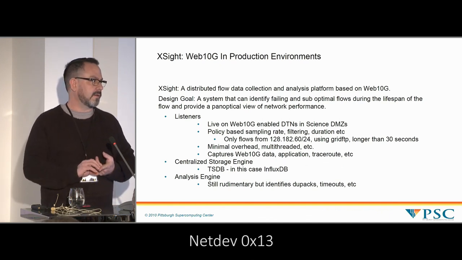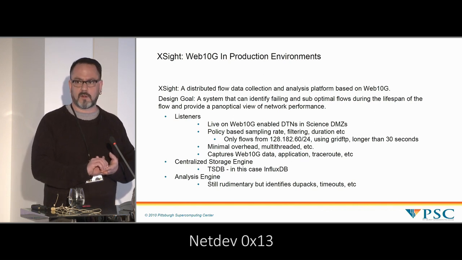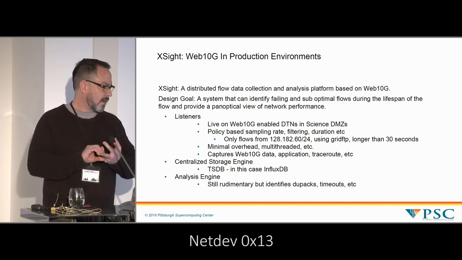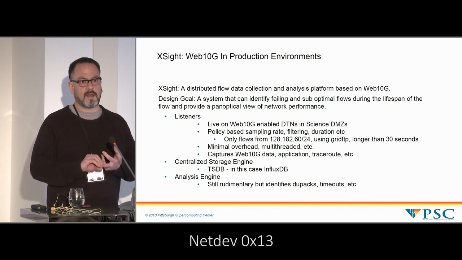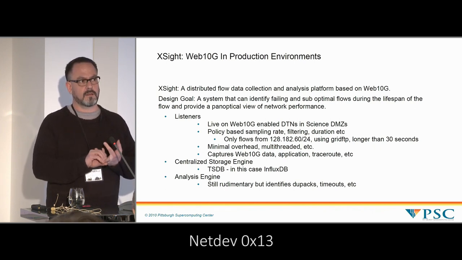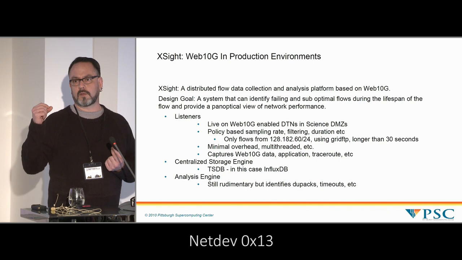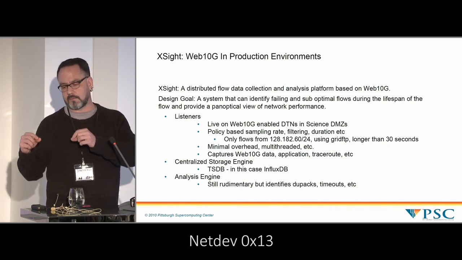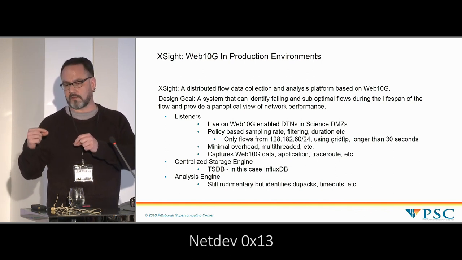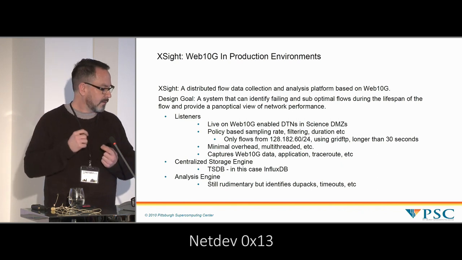Minimal overhead on these. We're seeing less than 2% usage of the CPU on most of our DTNs. The listeners are multi-threaded, so we can actually fire off traceroutes so that as we get the flow, not only do we have the flow, we can also get the traceroute to and from the origin.